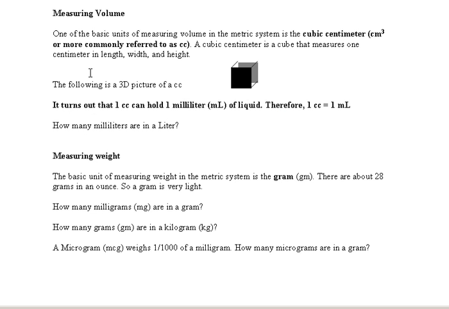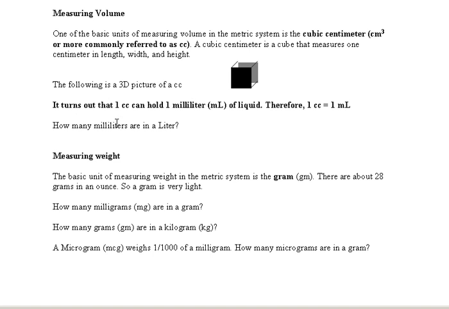Okay, measuring volume. One of the basic units of measuring volume in the metric system is the cubic centimeter, also referred to, you might hear this in nursing or other classes, as a cc. cc stands for cubic centimeter. A cubic centimeter is a cube that measures 1 centimeter in length, width, and height. So this is a drawing of a cubic centimeter. It's 1 centimeter in length, 1 in width, and 1 in height. And that gives you a little cube here.